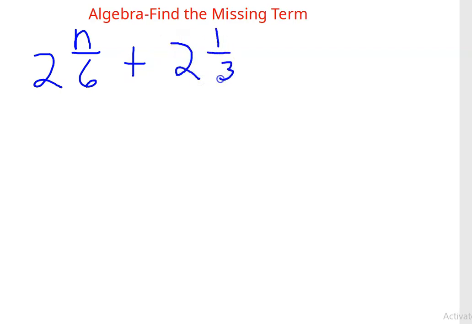Okay, so let's do another addition. Let's do one more here, another addition problem. So let's do 2 and n over 6. So now we have our missing term at the beginning. Doesn't matter. Plus 2 and 1/3 equals 4 1/2. Okay, so why don't you go ahead and pause the video and see what you come up with.